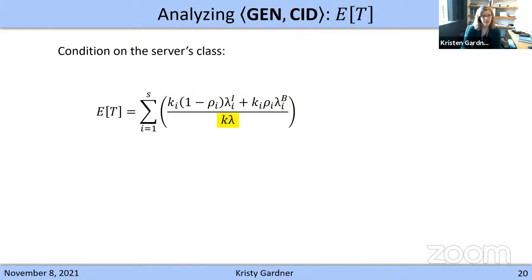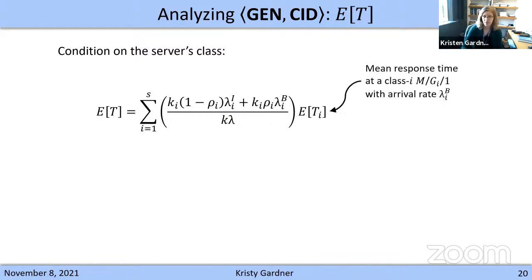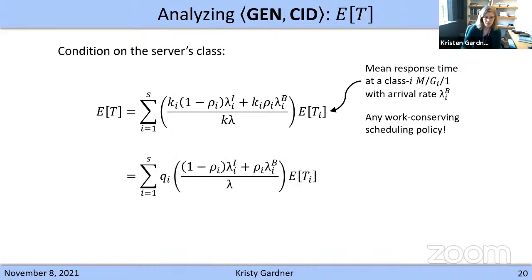And then since we're conditioning on the server's class, we're going to multiply this by the mean response time at a class I server. We get this because, again, once the server is busy, it behaves like an M/G/1. And so this mean response time analysis just comes from standard M/G/1 analysis. And again, this can be for any work conserving scheduling policy. So we'll simplify this a little bit by dividing out by K.